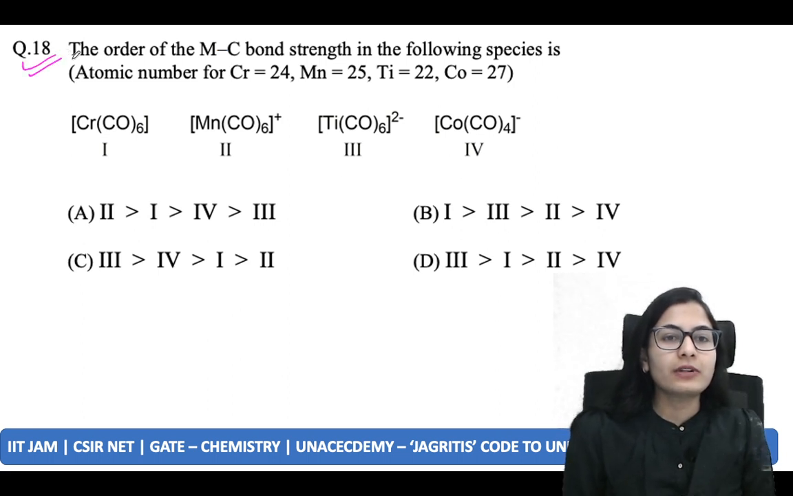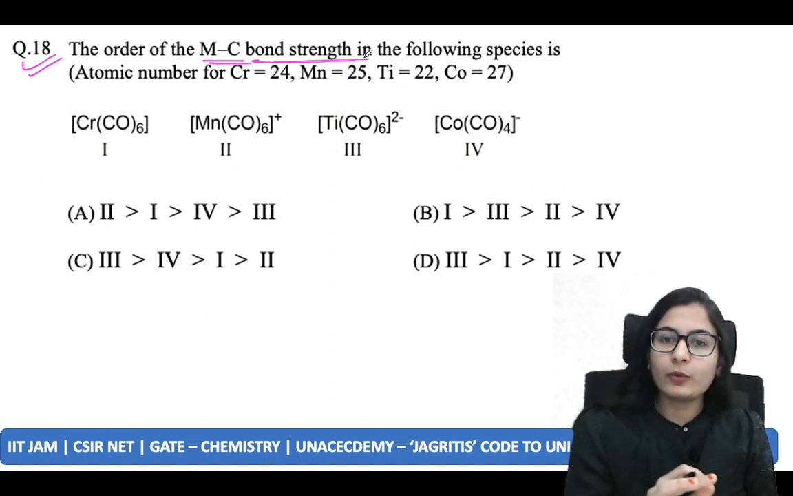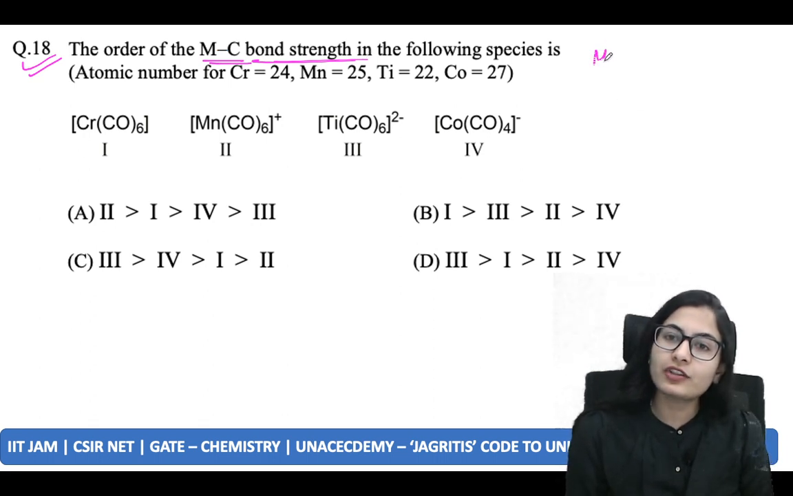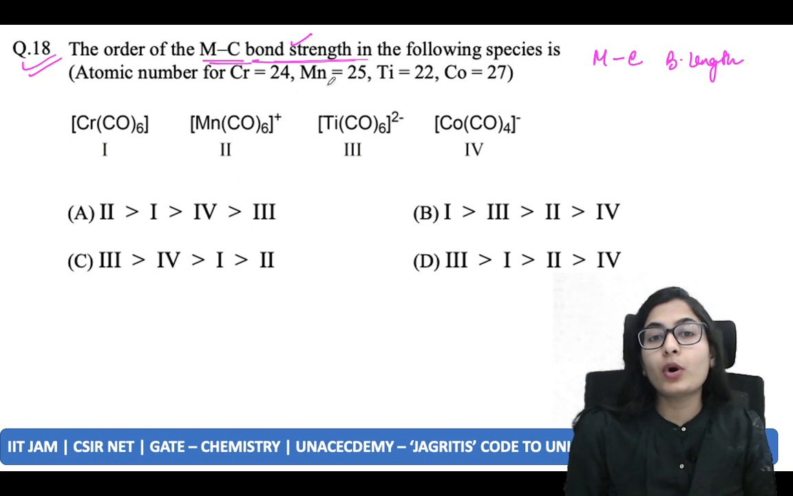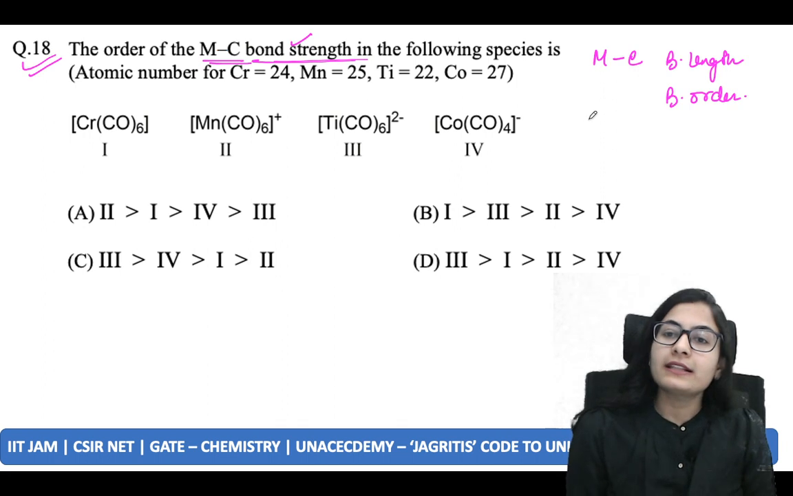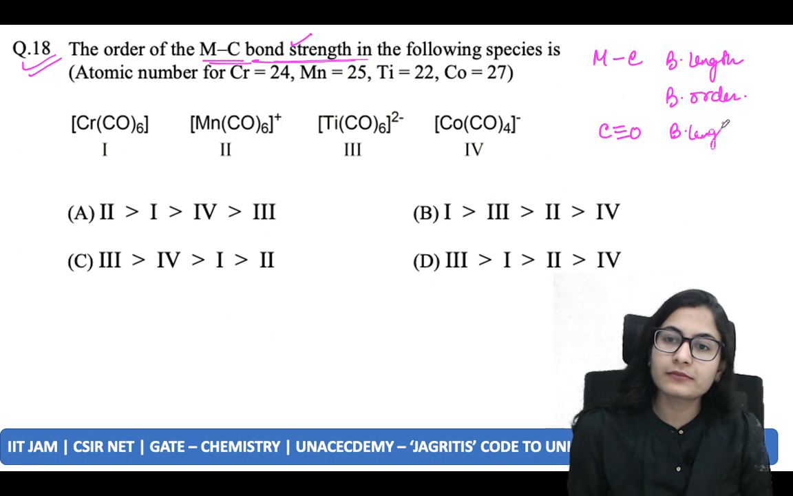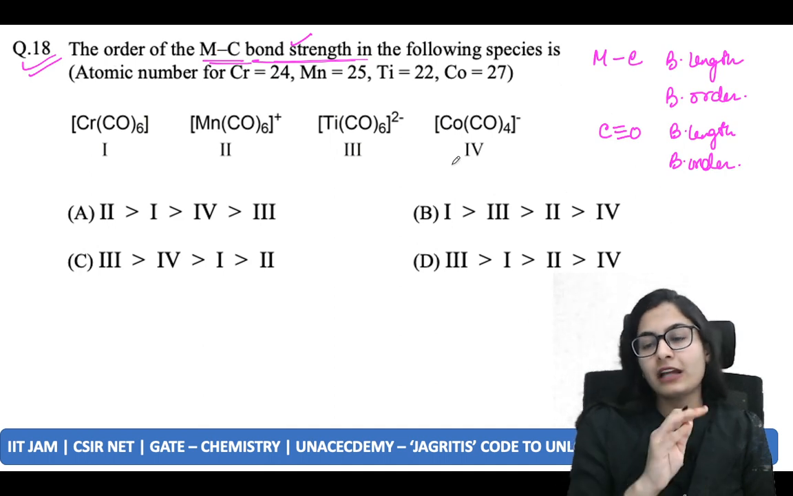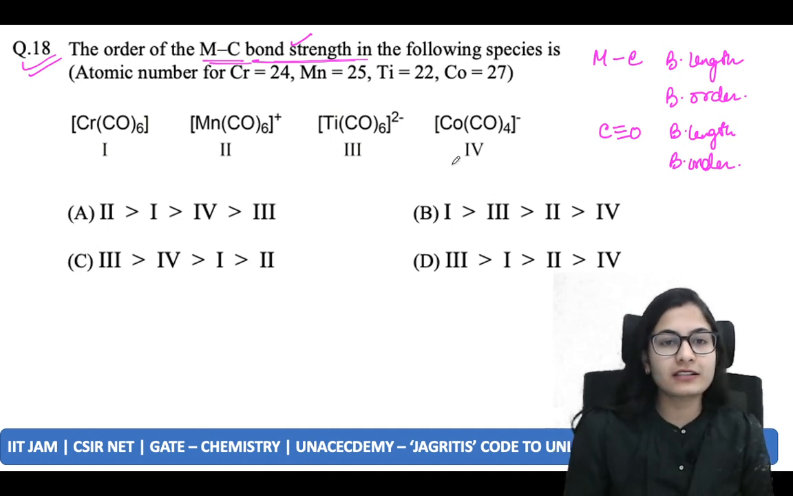Another good question I found is the order of metal carbon bond strength. So the same question could be asked in many different ways, right? Either I can ask you metal carbon bond length, or I can ask you bond strength, which is asked in the question. Bond strength is directly proportional to bond order of metal carbon. Similarly, I can ask you carbon oxygen bond length, that is your carbonyl bond length, then carbonyl bond order, and carbonyl bond strength as well. So the same question could be asked in so many different ways.